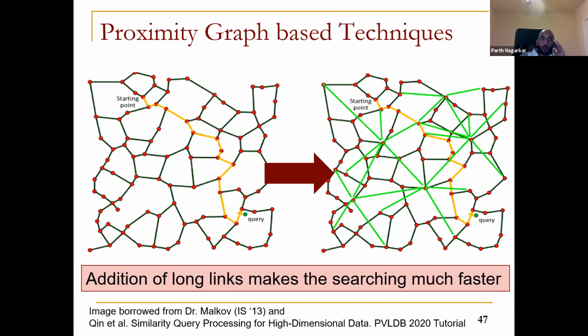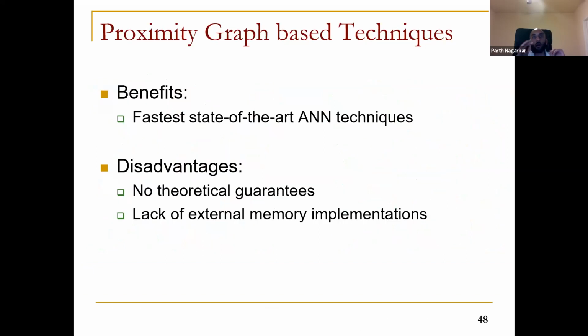And recent papers, HNSW, which is hierarchical navigable small world graph, and other similar techniques have shown that they are the fastest state-of-the-art ANN techniques. The disadvantages are that there is no theoretical guarantee that LSH or random hashing gives. And since it's a graph, there is a lack of external memory implementation.